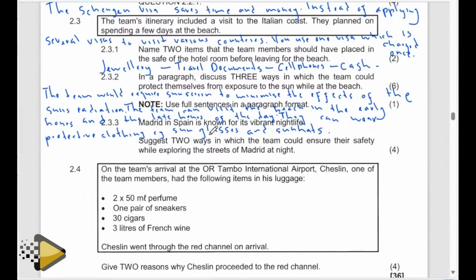Now, suggest 2 ways in which the team would ensure their safety while exploring the streets of Madrid at night. So they should use certified public transport, and they should walk in groups.